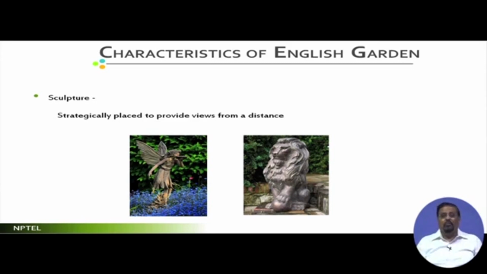But the thing is, they are very strategically placed in the landscapes, so that you can view them from a distance. In the English landscape, the sculptures are not placed in such a manner that you just come close and suddenly you see and get a surprise. No, you can see very strategically that from there you can see a sculpture, from here you can see another sculpture, gradually walking towards this.